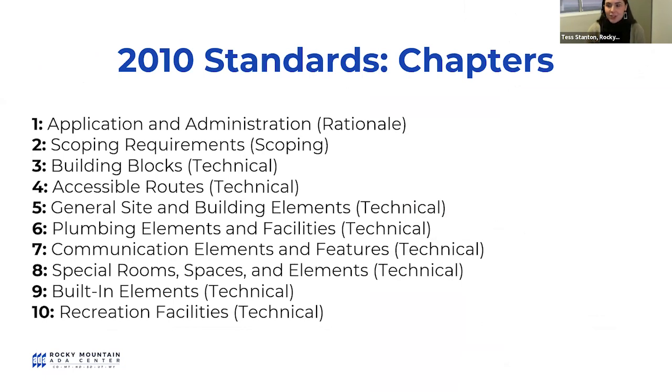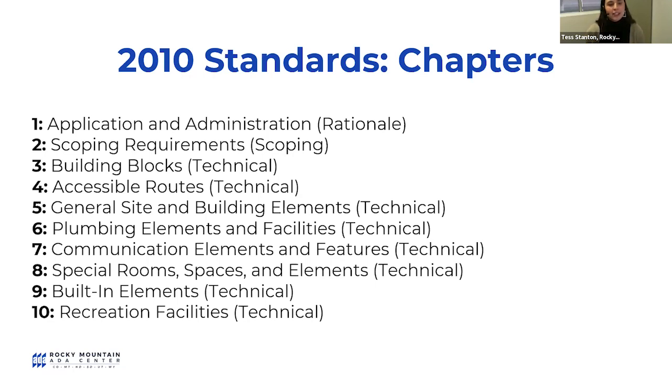So there are 10 chapters to the 2010 standards that go really deep into the dimensions and the overall requirements of physical accessibility for facilities. Chapter 1 covers application and administration, which is kind of like the rationale of the standards. Chapter 2 covers scoping requirements. So scoping is going to tell you how many elements you have to have and kind of the bigger picture of what accessibility looks like. And then the rest of the chapters, so chapters 3 through 10, kind of zoom in and tell you the exact dimensions and measurements and exactly what it looks like to make things accessible.